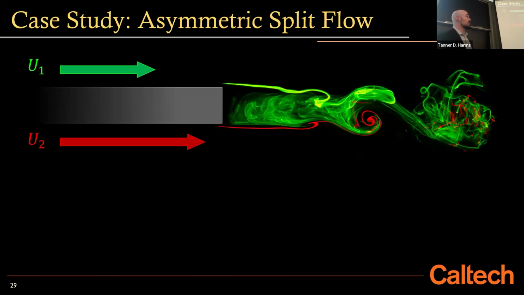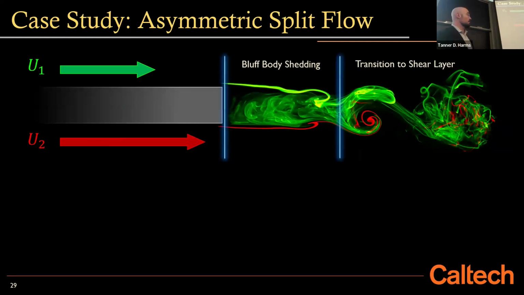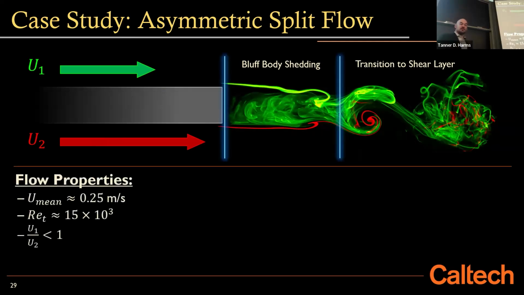I'm calling this an asymmetric split flow, but it's essentially a blunt trailing edge to a long plate where the flow on the top surface is slow and the flow on the bottom surface is fast. As they come to the trailing edge, you get interesting behavior. Right after the trailing edge, you'll have bluff body shedding, and this eventually transitions into a shear layer downstream. Here are the flow properties for anyone that's interested in those.